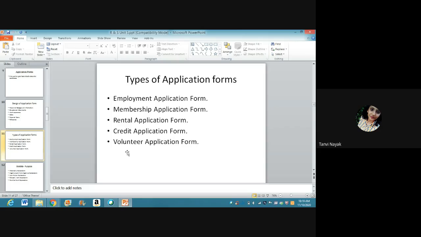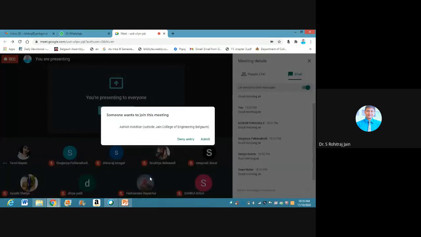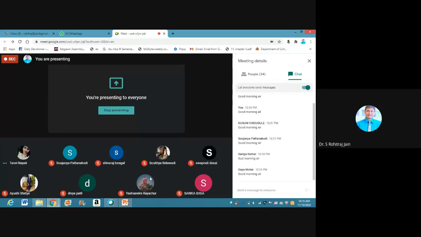It helps you to store data of the applicant. Tanvi, okay. It helps to store the data of the particular candidate who has applied, which will be there in the database. Okay, perfect. Yes. And they can retrieve the information at any point of time. Okay, perfect. And any disadvantage of application forms?